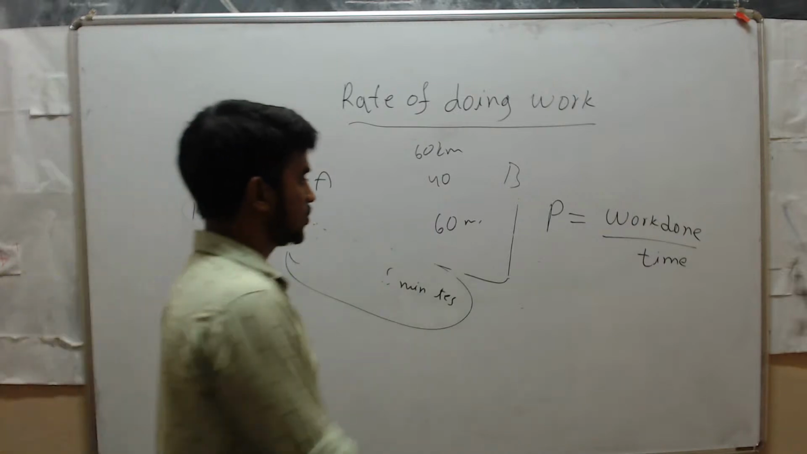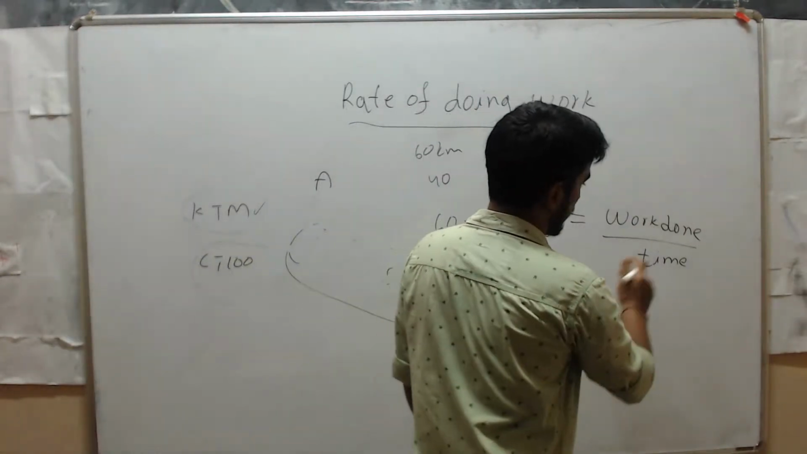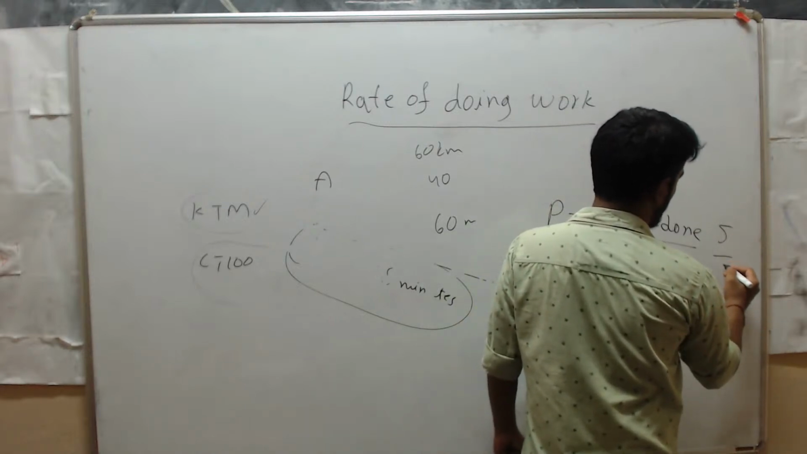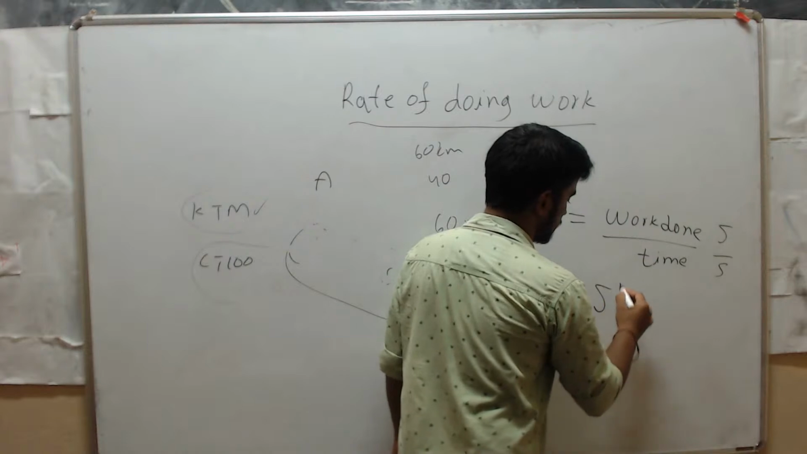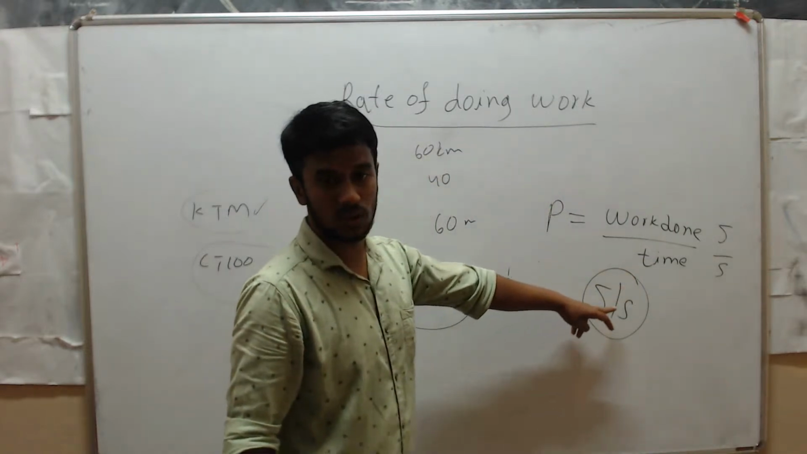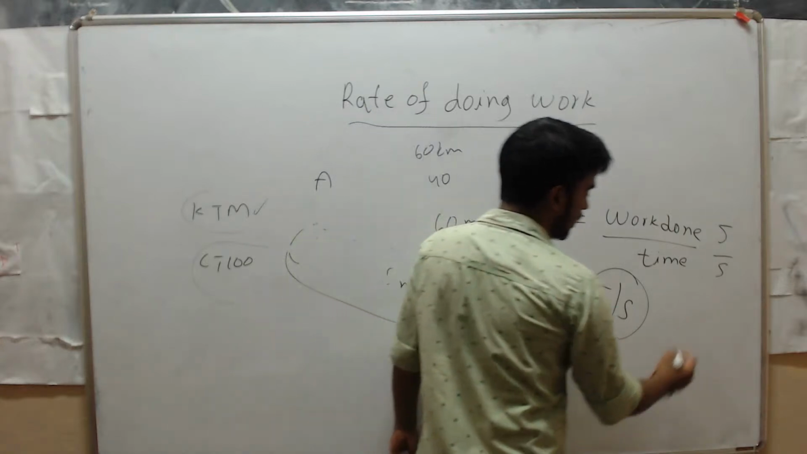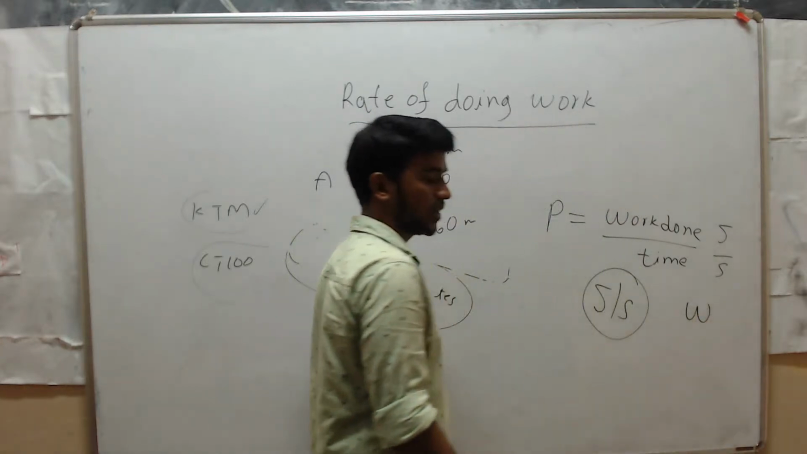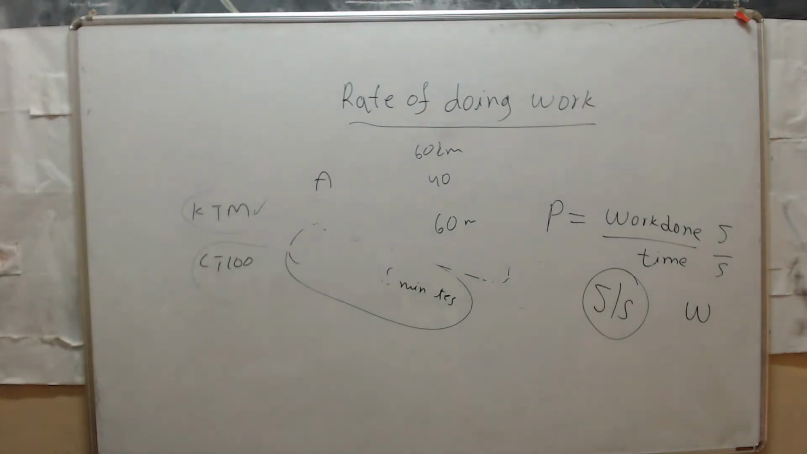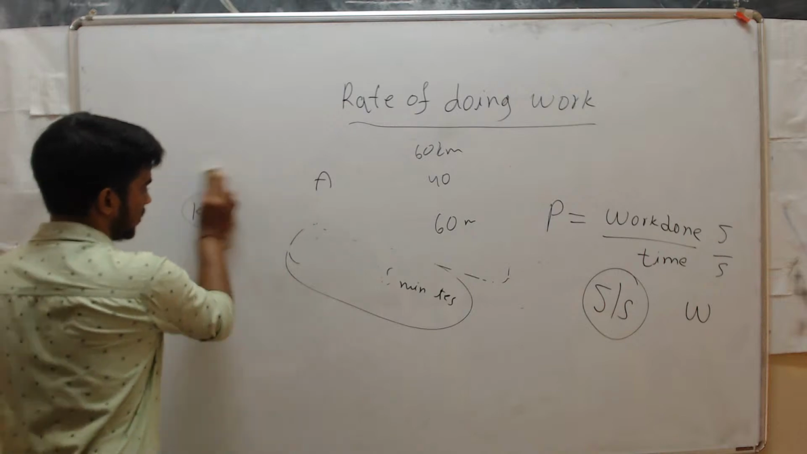See here, the SI unit of power: work done we measure in joules, and time in seconds. So joules per second is the SI unit of power. Instead of using joules per second, we use watt. So watt is the SI unit of power. So joules per second or watt. P is equal to work done divided by time.